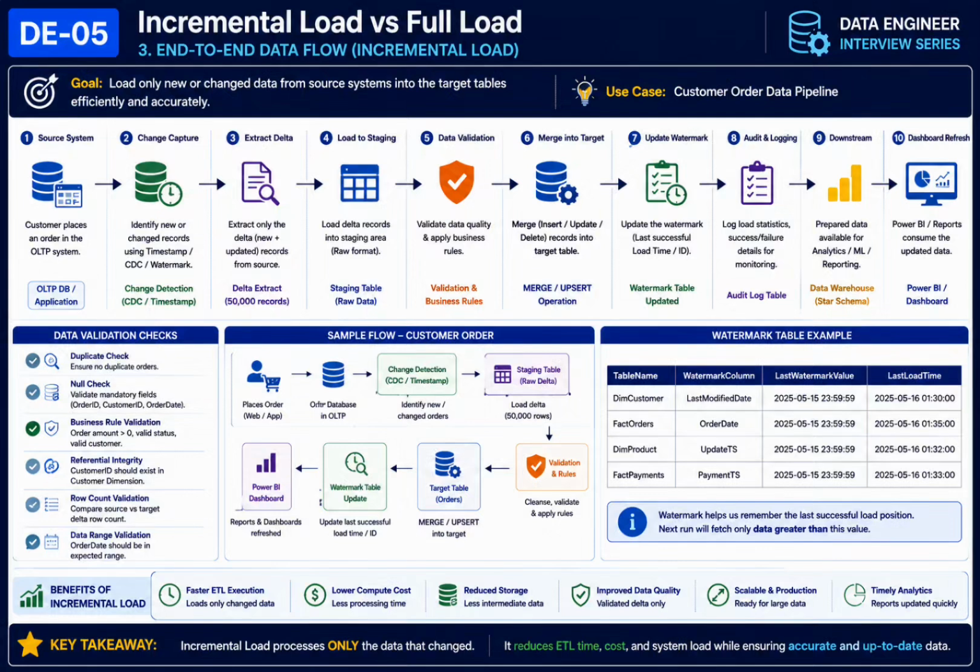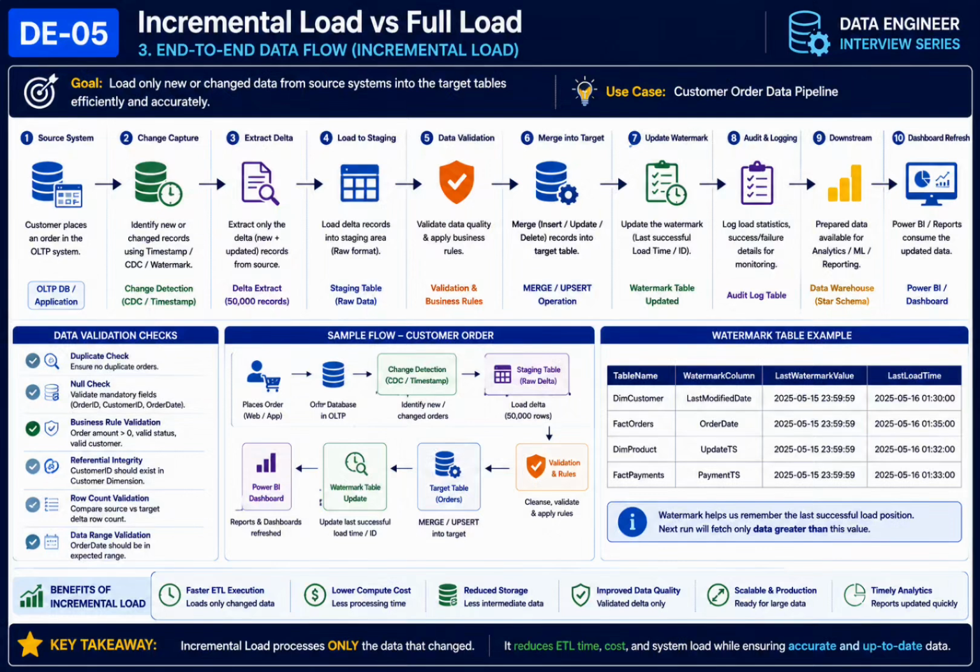These delta records are first loaded into a staging area. Before loading them into the target table, several validation steps take place. We validate mandatory fields, remove duplicates, verify referential integrity, apply business rules, and compare row counts. Then once validation is complete, we use a merge statement or upsert, that is an update or insert operation, to insert new records and update existing ones, right?